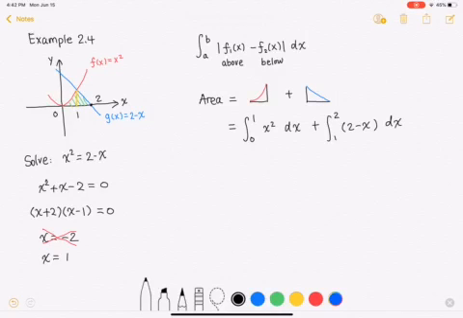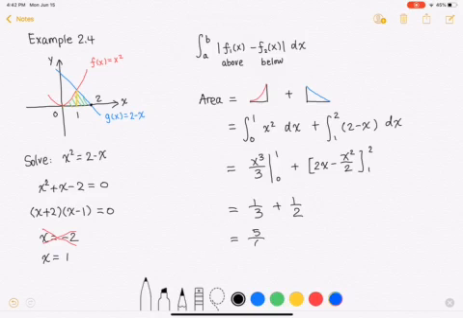Then we use the antiderivative. x squared is x cubed divided by 3 by the power rule, from 0 to 1. And then you add, this one is 2x minus x squared over 2 from 1 to 2. So you evaluate it, and you will get this area is 1/3, and the next area is 1/2. So you add these together, you should get 5/6, and that is the area for this complex region.